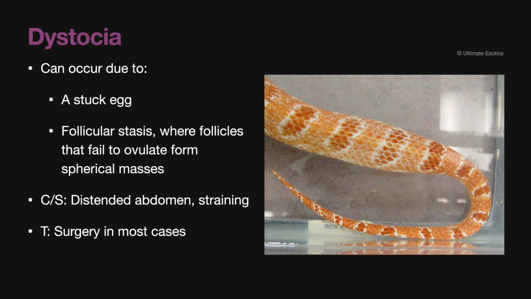Dystocia can occur due to a stuck egg or follicular stasis, which is where the egg follicles have failed to ovulate and form a large mass. Clinical signs include a distended abdomen and straining. It typically requires surgery to treat this in most cases.